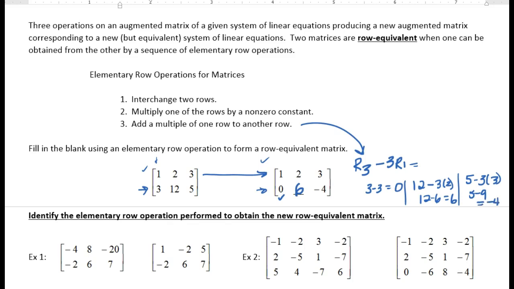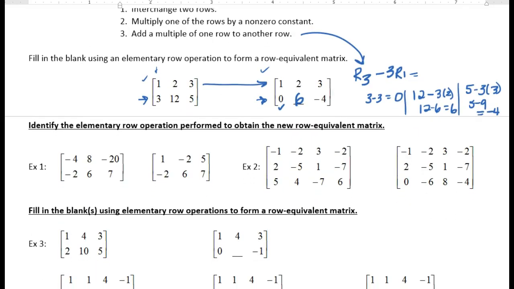So it's a little bit of a puzzle to figure out what operation they did. Did they just flip them? Did they just multiply through by something? Or did they do the more complicated one, add a multiple of one row to another row? All right? So what we're going to do on these other two examples is the same thing. We're going to figure out what operation was performed to obtain the new row equivalent matrix. The easiest way I know to do this is first look for similarities.